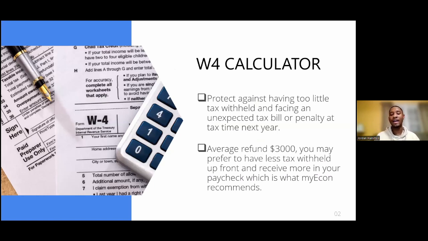The average refund is $3,000. So you may prefer to have less tax withheld up front and receive more in your paycheck, which is what MyEcon recommends. We've heard all the stories of people waiting for tax time, waiting to get their refund check so they can spend it on whatever they want. But we show people how you can get your money up front, so you don't have to give the government a loan all throughout the year to get your money back. You can be getting your money back every month in your paycheck.